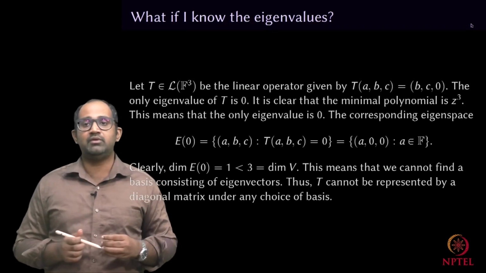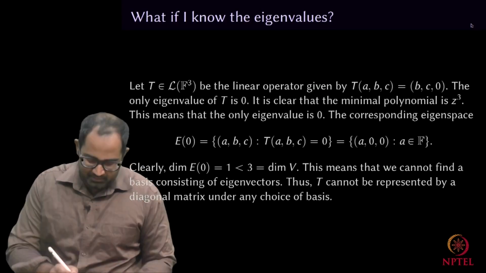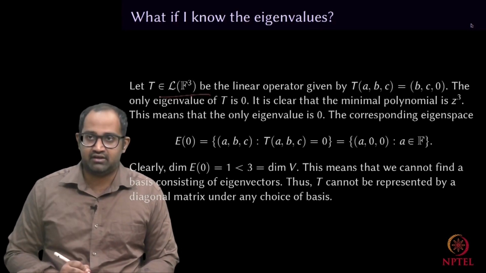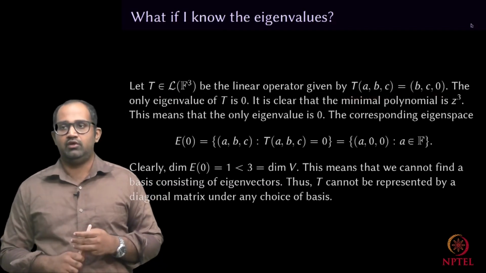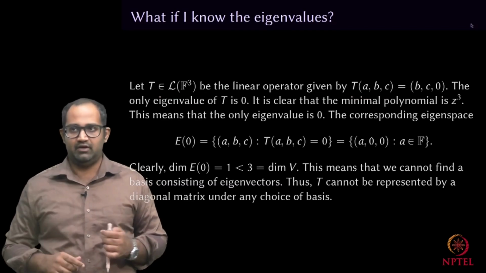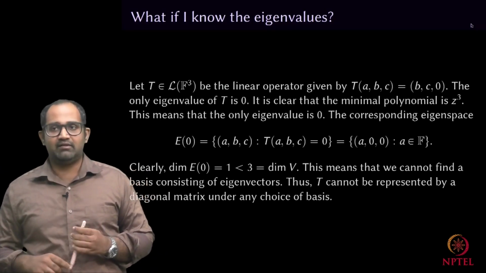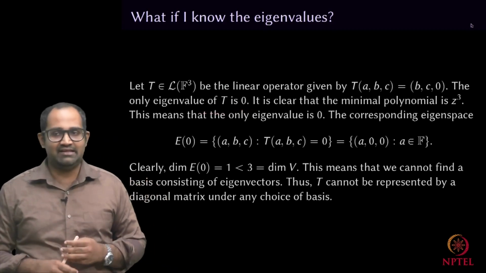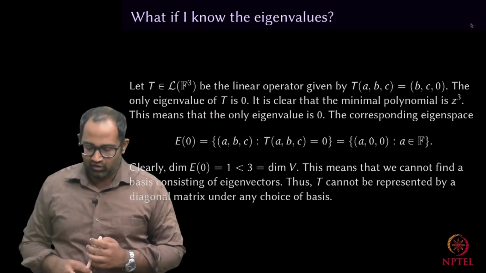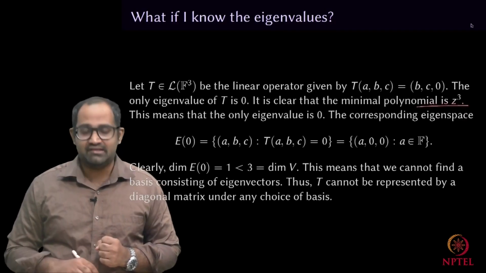Then you can compute the eigenspaces. So start with an operator on F^3 given by T(a,b,c) = (b,c,0). You're doing a left shift. You can figure out very quickly that the only eigenvalue of T is 0. That's very easy to check. And it is also very clear that the minimal polynomial is z^3.